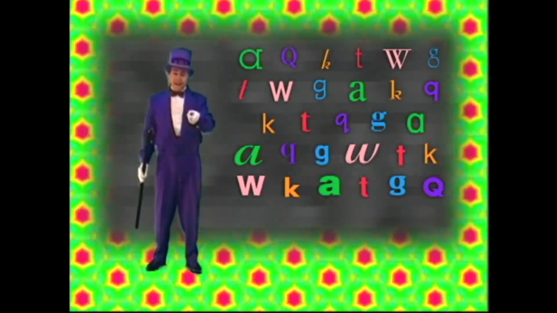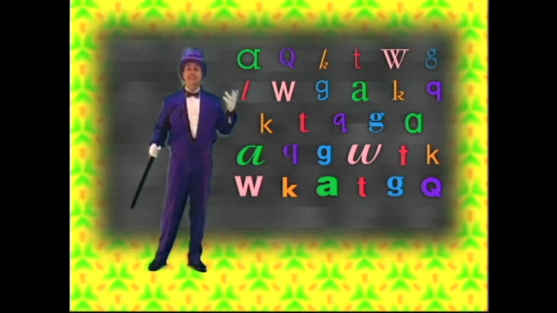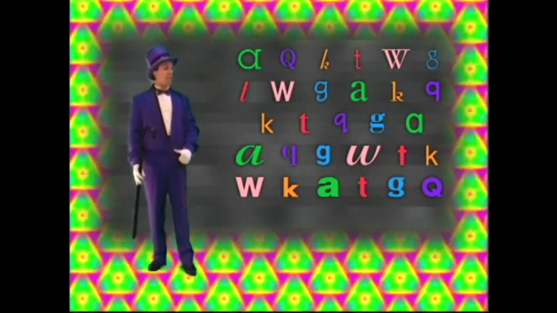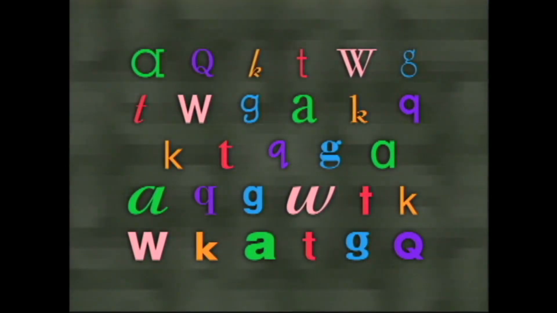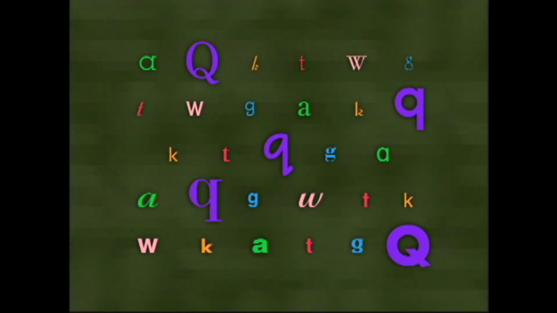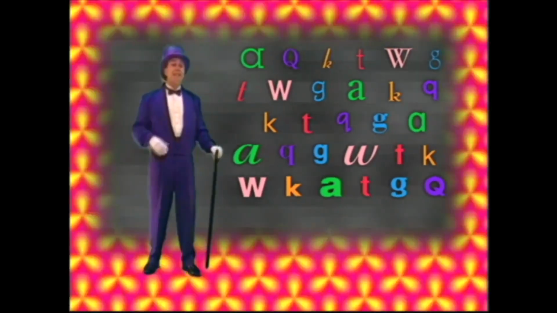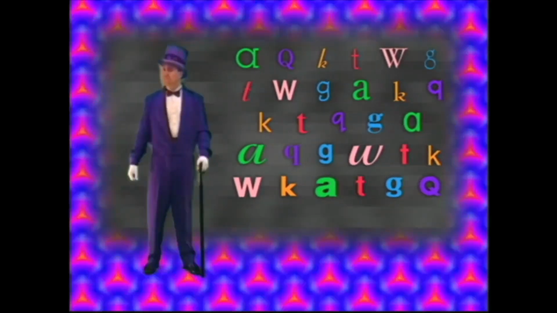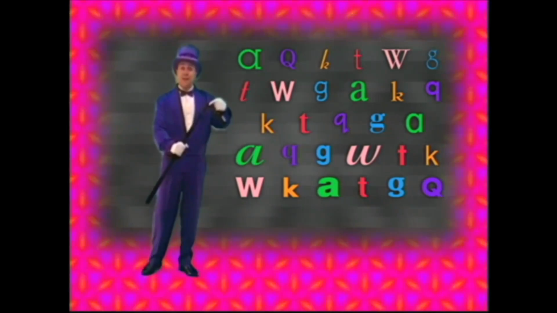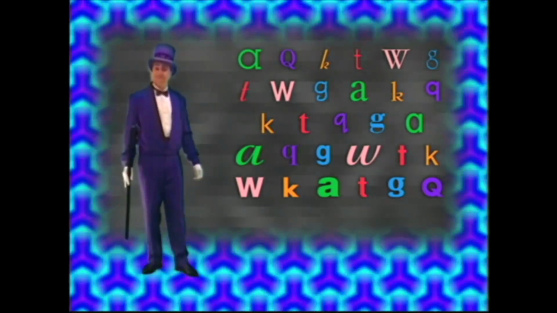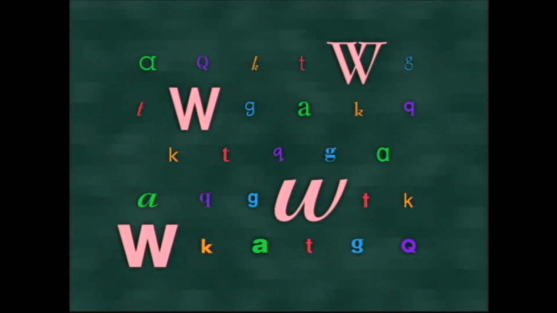Look up and down for all the Q's. Say their color before I do. The Q's are purple. Look for W's as our last one. Tell me their color, then we'll be done. The W's are pink.